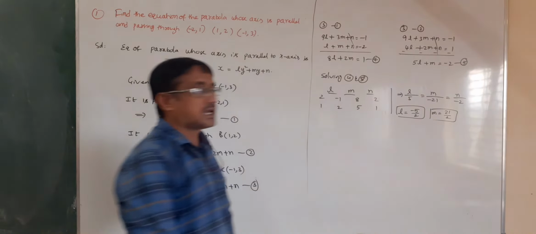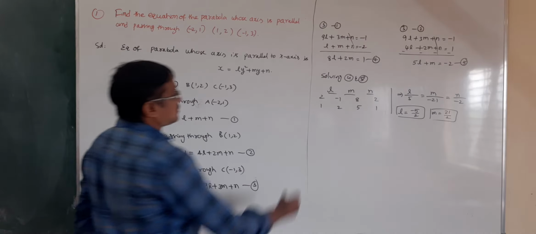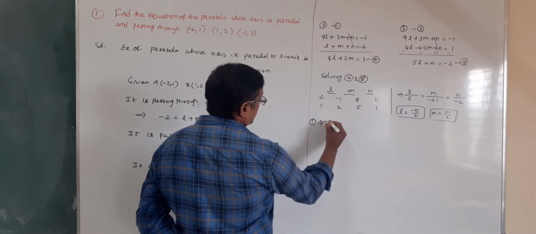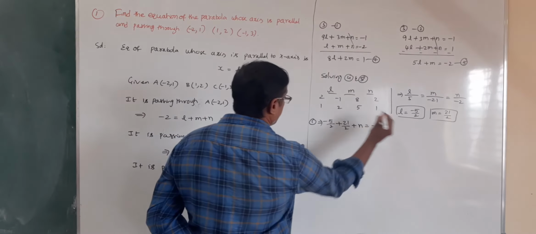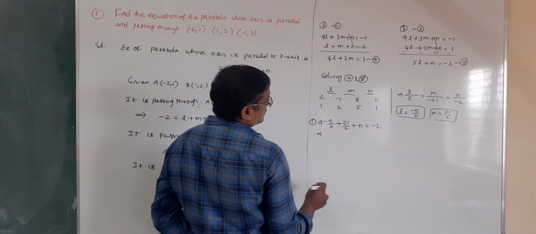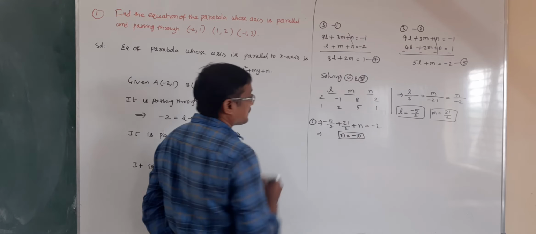Now you have l and m. Let us substitute that in equation 1. Now from equation 1, l plus m plus n is equal to minus 2. So 21 minus 5, 16 by 2, 8. So n is equal to minus 10.